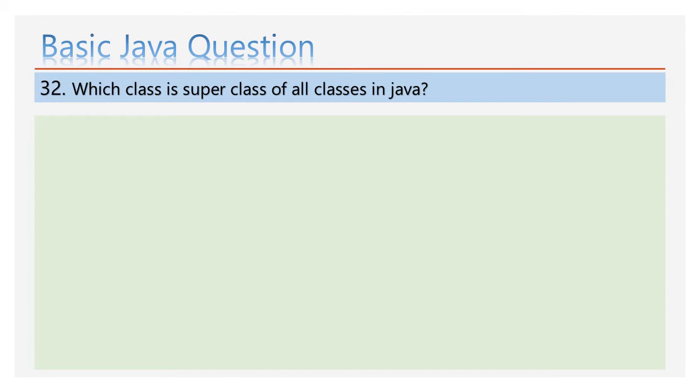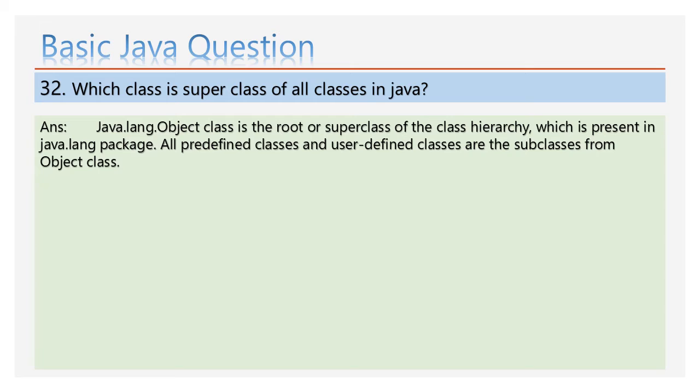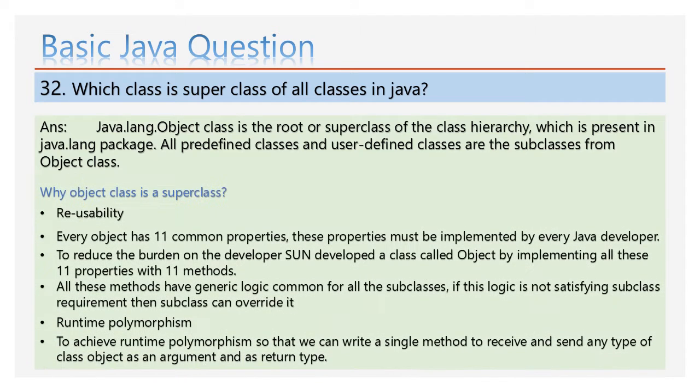Which class is the superclass of all classes in Java? The java.lang.Object class is the root or superclass of the class hierarchy, which is present in the java.lang package. All predefined classes and user-defined classes are subclasses of the Object class. Why is Object class a superclass?